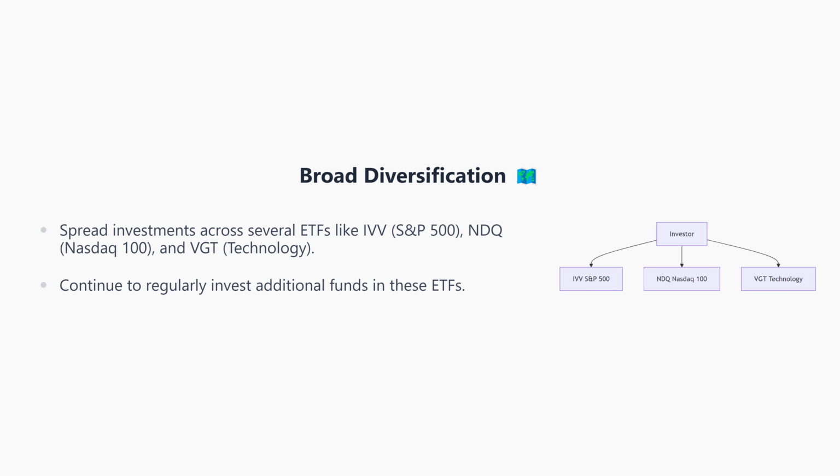First, let's talk about broad diversification. This involves spreading your investments across several ETFs, such as IVV for the S&P 500, NDQ for the Nasdaq 100, and VGT for technology. The key to this approach is not only in your initial investment, but also regularly adding additional funds to these ETFs.